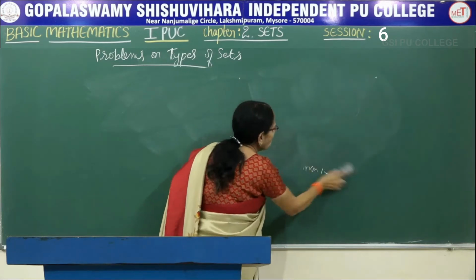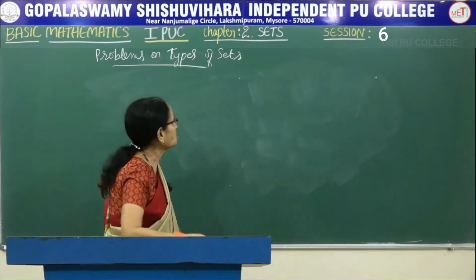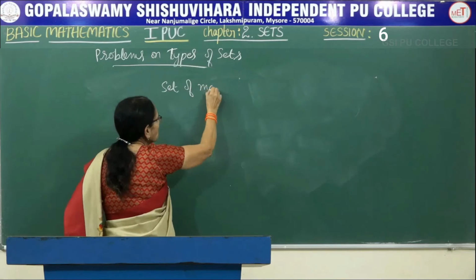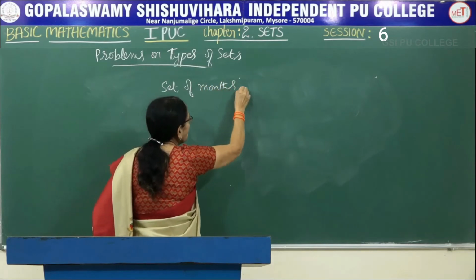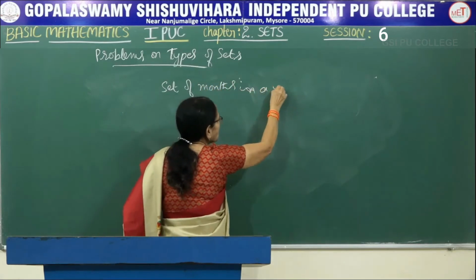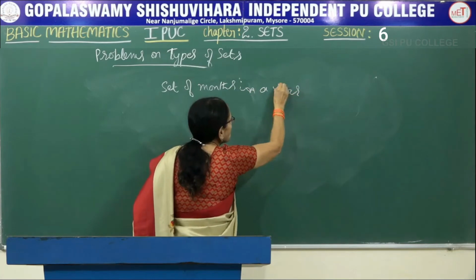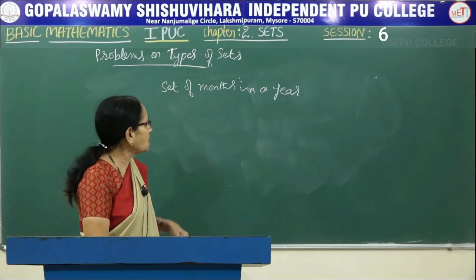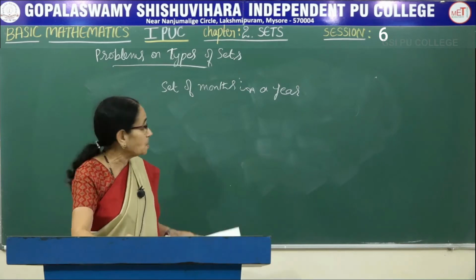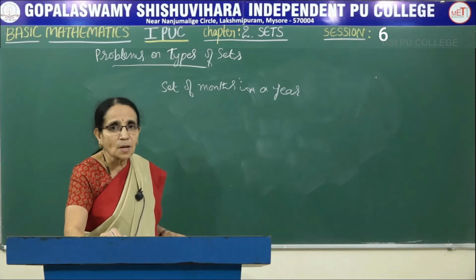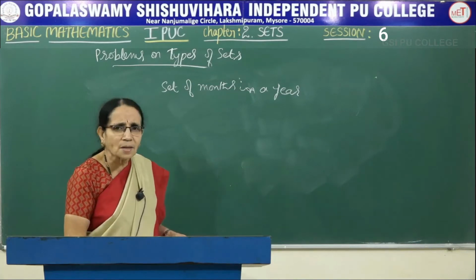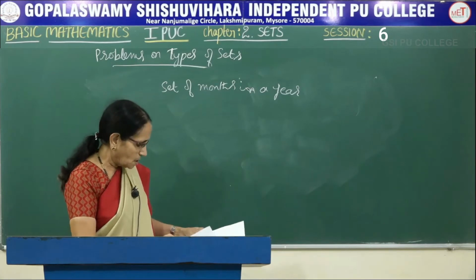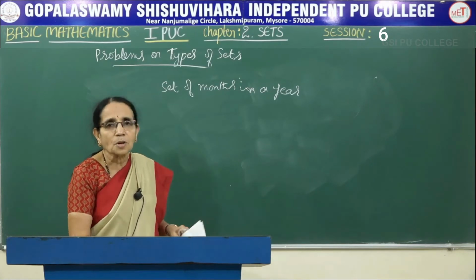The next is the set containing all the months of a year. The set of months in a year. You know that there are exactly, suppose we take our calendar year only, how many months are there? There are 12 months. So we know the exact number of elements present in this one. So how do you write that one? It is a finite set. How do you give the reason?